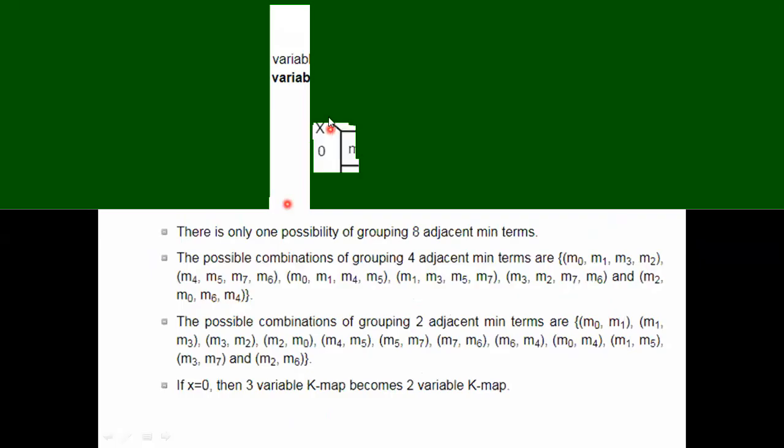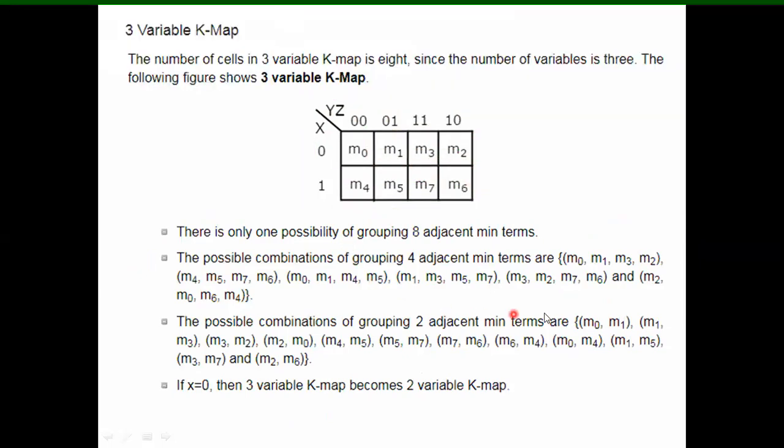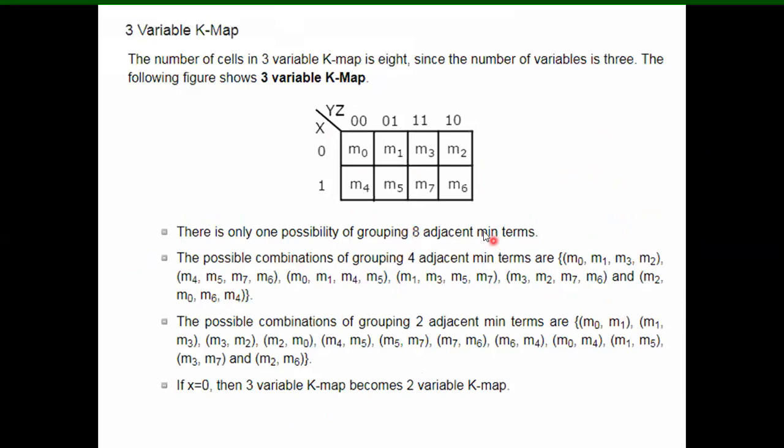See here, this is X, Y, Z. So M1, M3, M2, M4, M5, M7, M6. Previously we drew some K-maps. For an octet, that is 8 adjacent min terms, there is only one possibility. Next, 4 adjacent min terms, these are the possibilities: only first row, second row, this group, this one, or this one, like this.